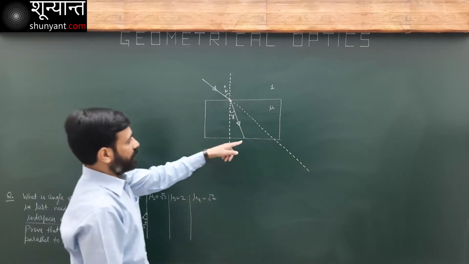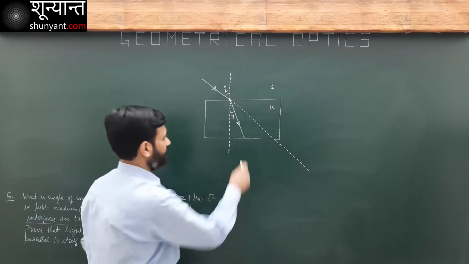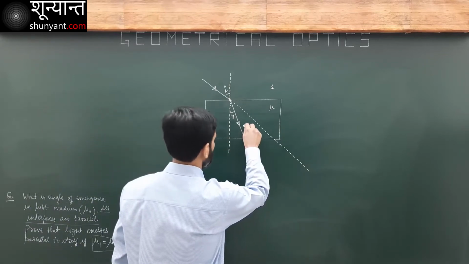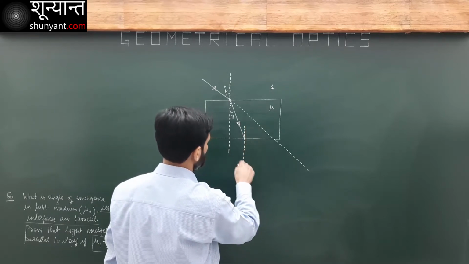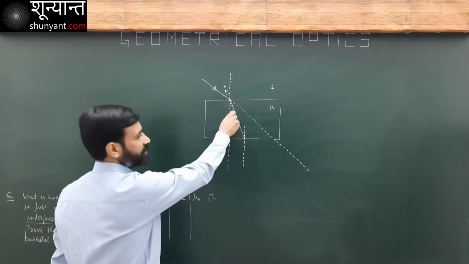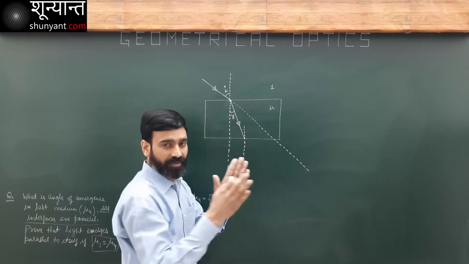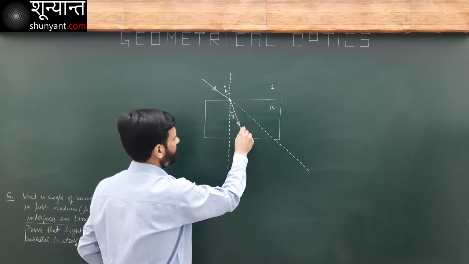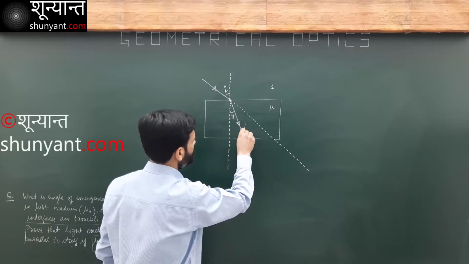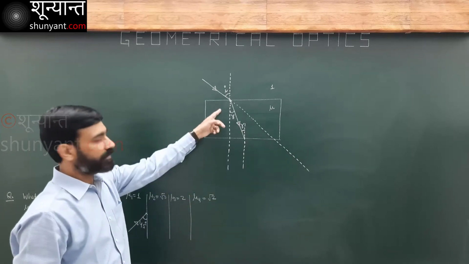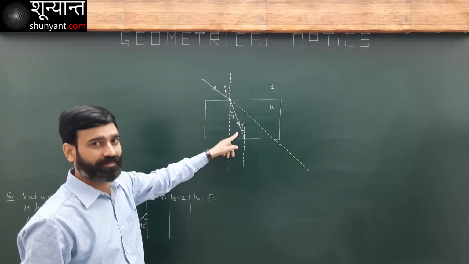Okay? Here again there is change in medium. So let me draw one perpendicular here also. Now if this angle is R, these two normals will be parallel. This is R, this also is going to be R. This is R, this also is going to be R.